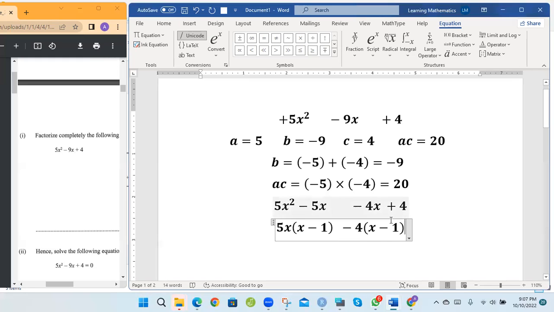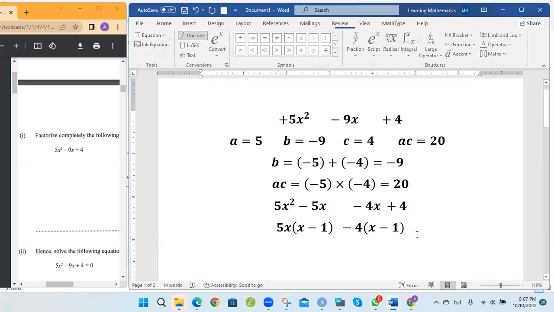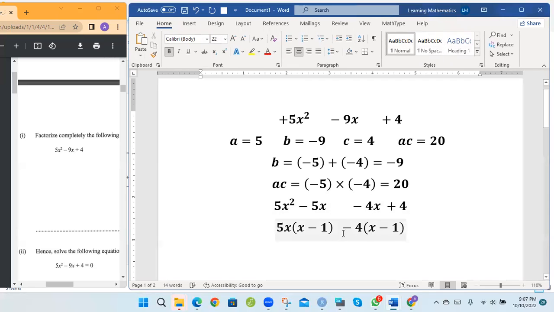-4 into +4 is -1. And when you look, x minus 1 repeats. The 5x and the negative 4, put them in a bracket. And we just carry down the x minus 1. And here is the answer for this question with 2 marks.